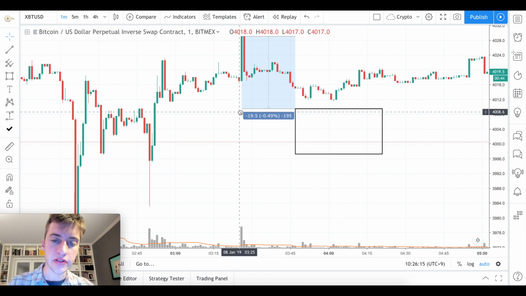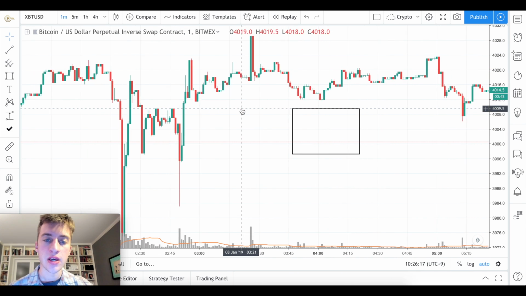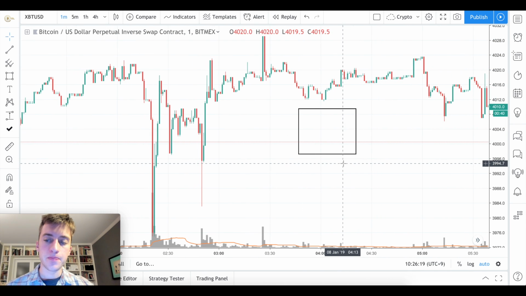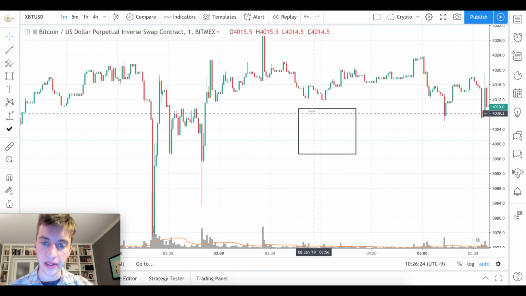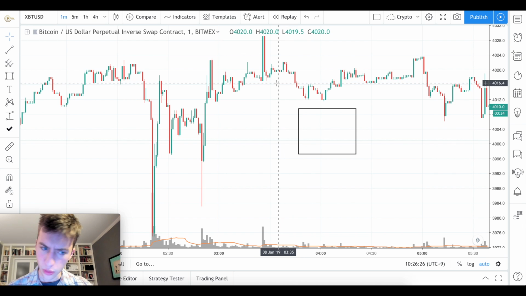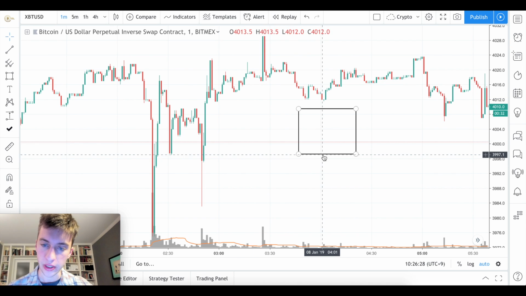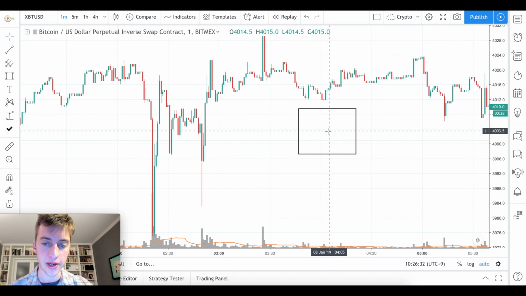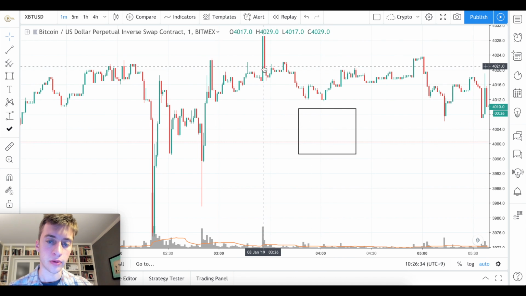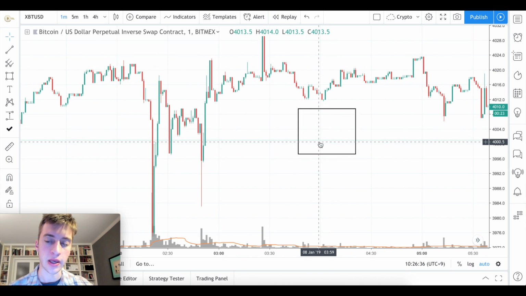Let me explain exactly why and what this is. What this represents is anyone who had bought here on 100x leverage will be liquidated here. Anyone who bought on 100x leverage here will be liquidated here. Anyone who bought on 100x leverage at the midpoint will be liquidated here. Anyone who bought on 100x leverage here is going to be liquidated here, and so on.